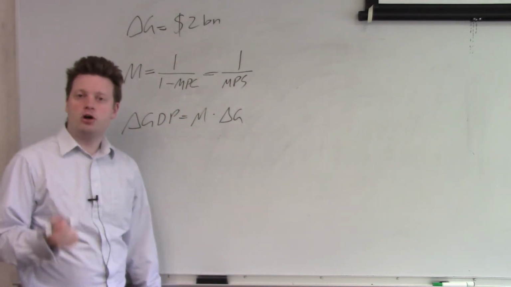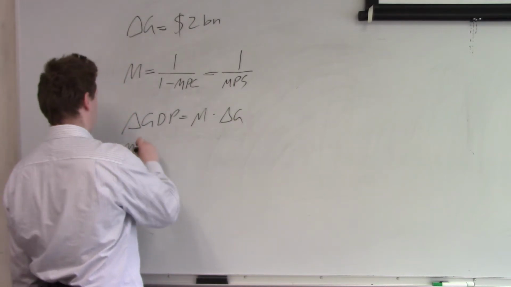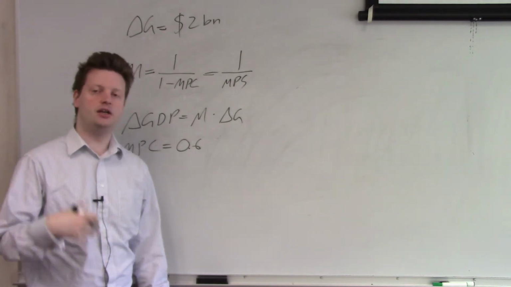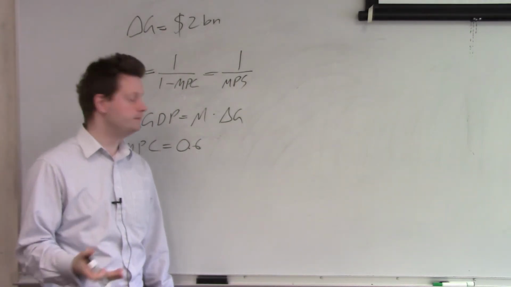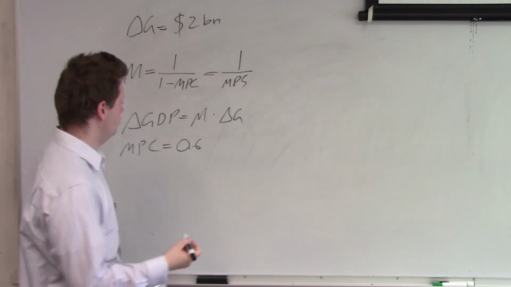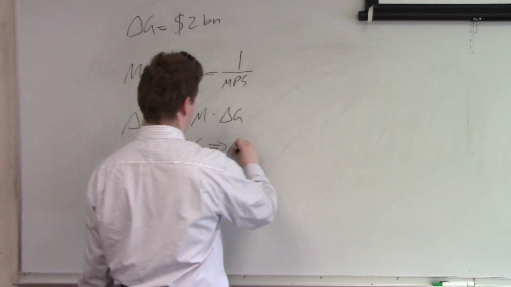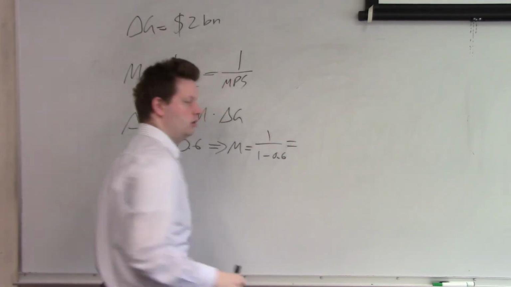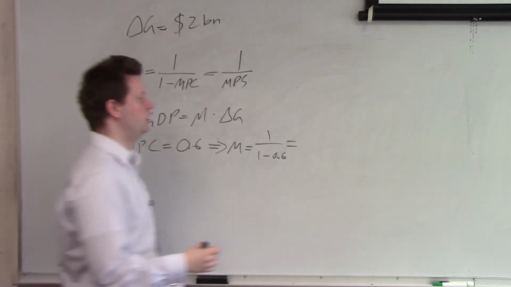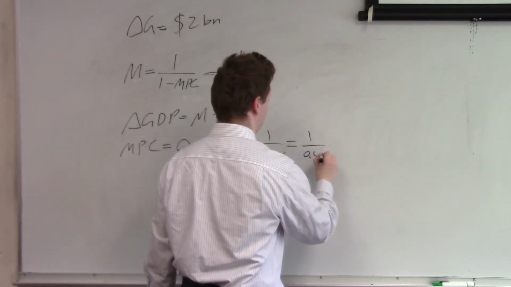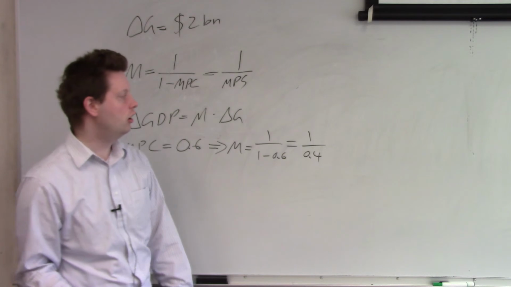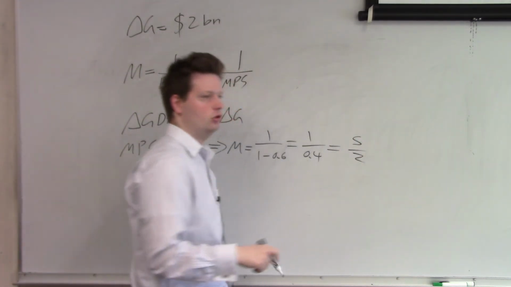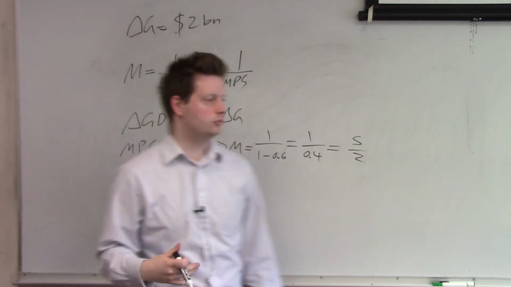Let's assume our marginal propensity to consume, MPC, is equal to 0.6, meaning you spend 60% of an additional dollar. Then we can now calculate the multiplier. So M is equal to 1 over 1 minus 0.6. Just plugging in the numbers here, and that's 1 over 0.4. And you can either use a calculator or just know that's 5 over 2, or 5 halves, 2.5.